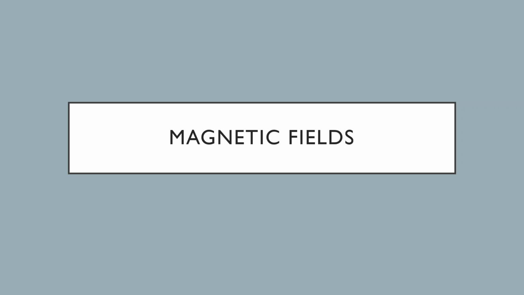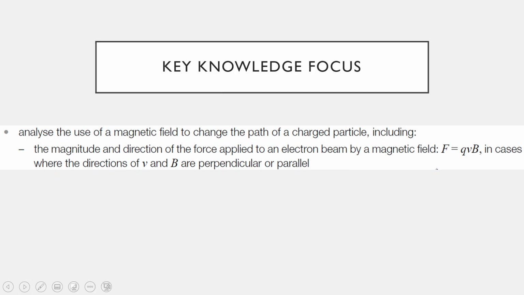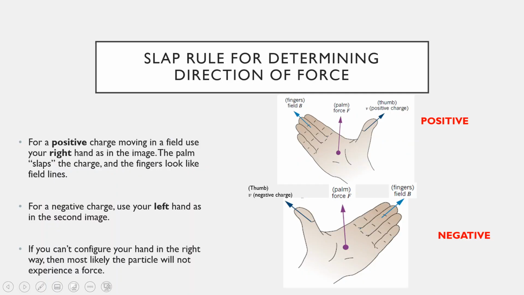Something else happens. So we're continuing with this dot point. We're still going to be using F equals QVB. We're just now going to be talking about the direction of this force. Just like we have a rule that you can use your hand for to determine the direction of the field from a current in a wire, we've got a rule to determine the force that a charge would feel if it was in a magnetic field. And you can see the pictures here.